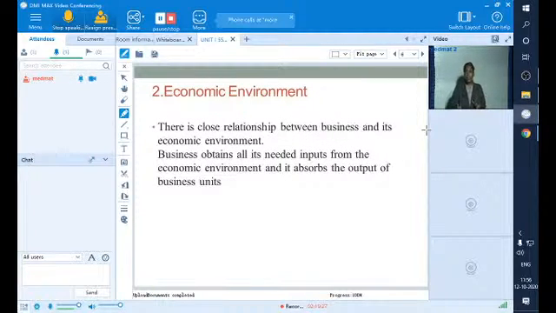The second type of environment is the economic environment in the business. There is a close relationship between business and its economic environment. Here the business obtains all its needed inputs from the economic environment and it absorbs the output of the business unit. If there is any fluctuation in money values, it will affect your business. So that is the connection between the business and the economic environment: money fluctuations.